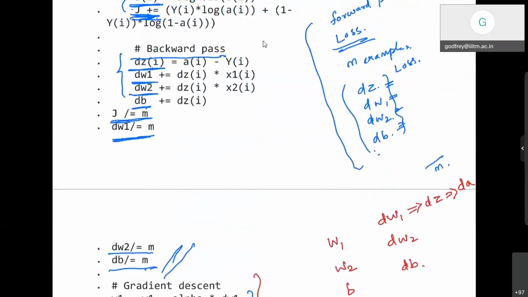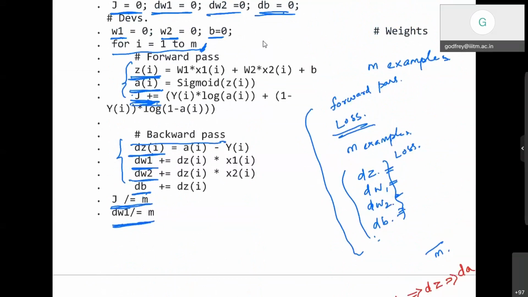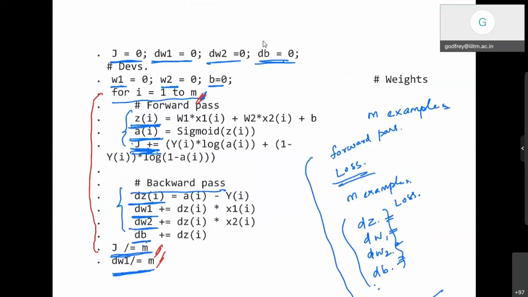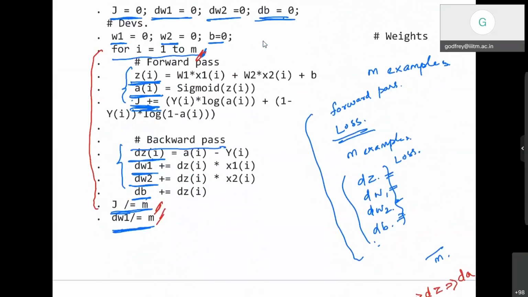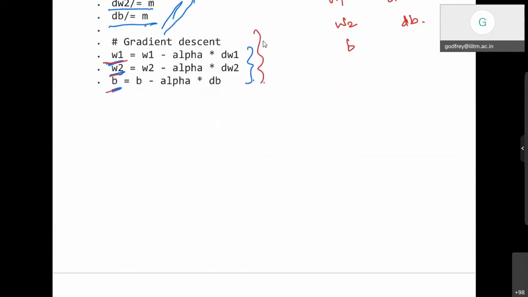So this is for an individual example. Now for M training examples, you compute all the individual derivatives and you sum all derivatives. So for each of the variables, find out the derivative and you sum all these derivatives, and eventually after M examples are being used, you divide it by M, and then you do a weight update.